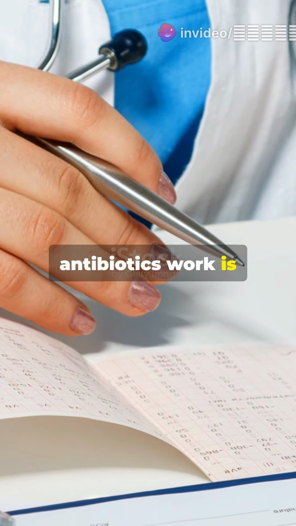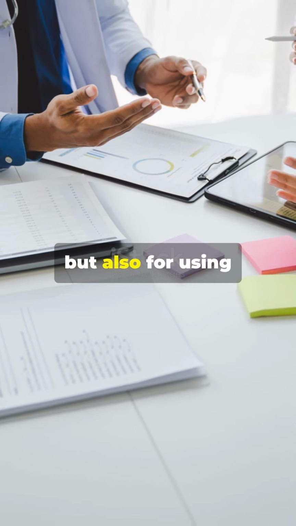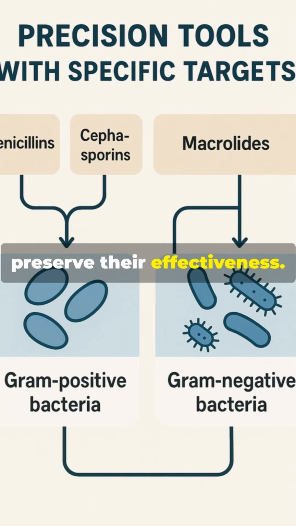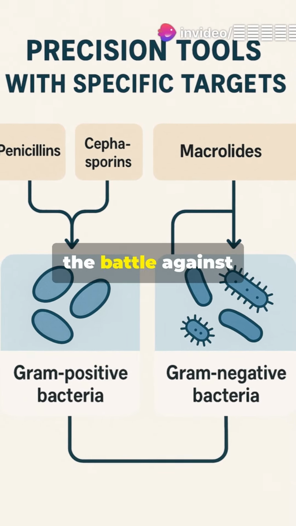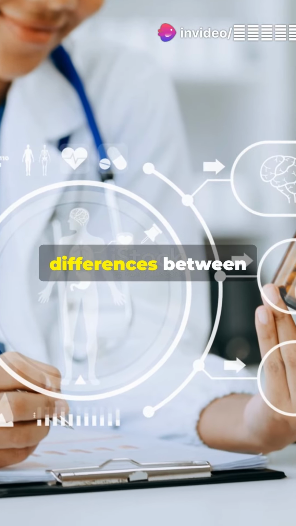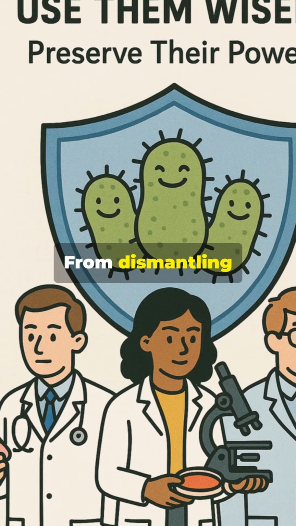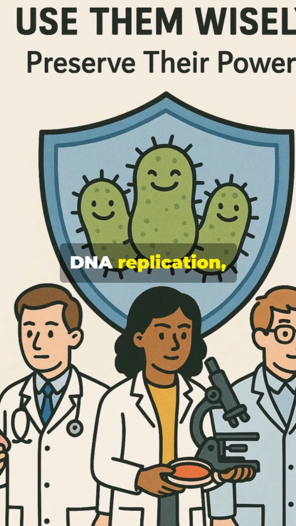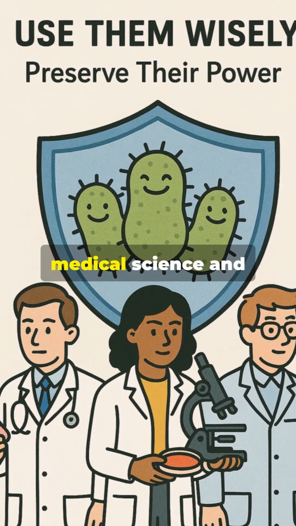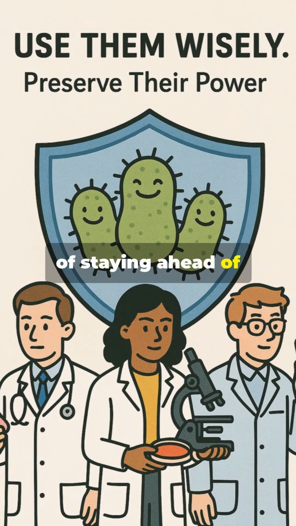Understanding how antibiotics work is crucial not only for developing new drugs, but also for using them wisely to preserve their effectiveness. In essence, antibiotics are precision tools in the battle against bacterial infections, exploiting the differences between human and bacterial cells. From dismantling cell walls to halting DNA replication, their diverse mechanisms highlight both the ingenuity of medical science and the ongoing challenge of staying ahead of evolving pathogens.